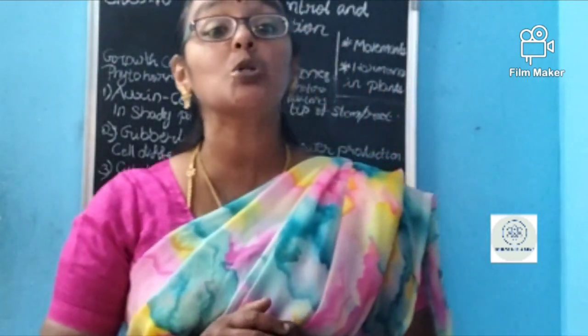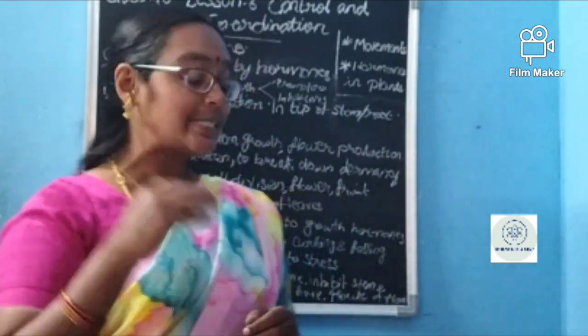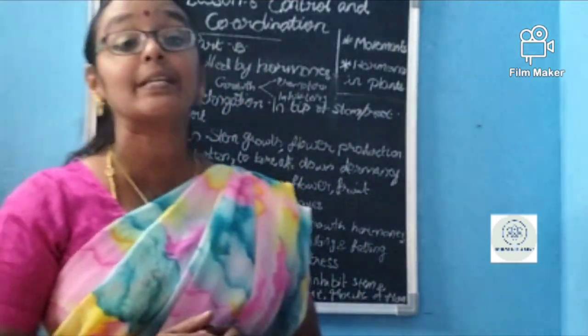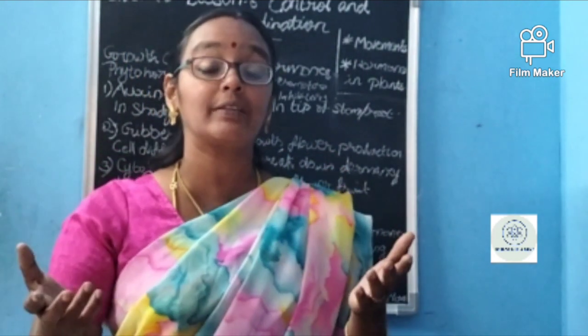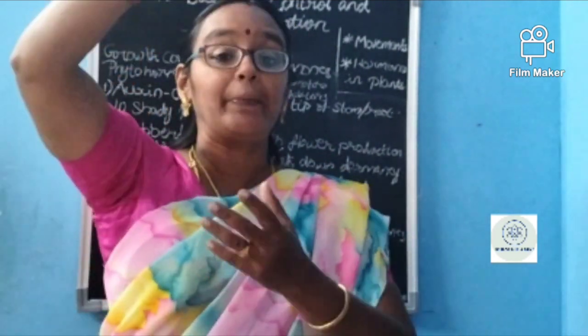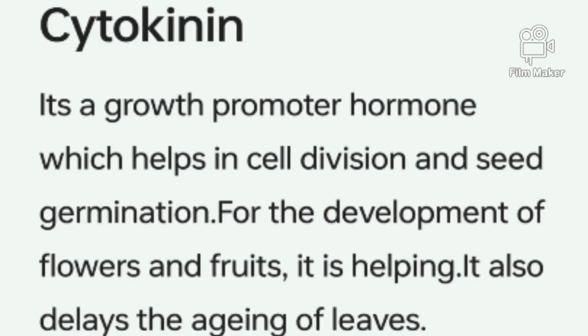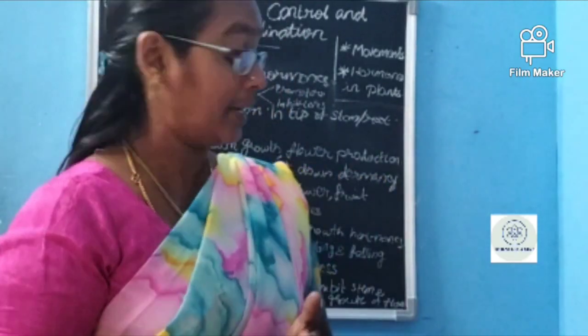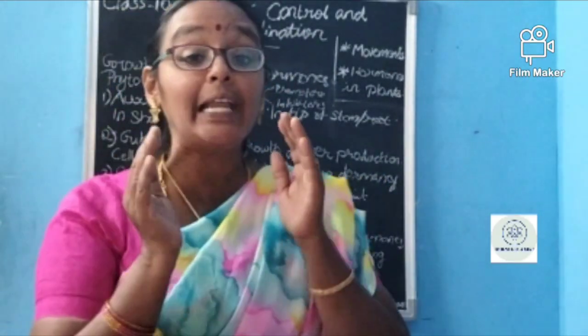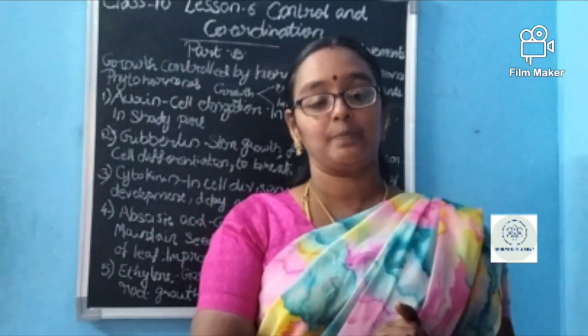Third one is cytokinin. Cytokinin is a kind of hormone which helps in cell division. The cells will divide more. So what will be the result? The stem will be elongated, or the stem will grow more, and in the root also it helps for growth. Then flower and fruit ripening or flower generation, all these will be helped more by cytokinin, and it helps for delaying the aging of the leaves.